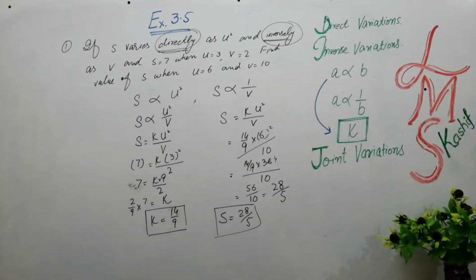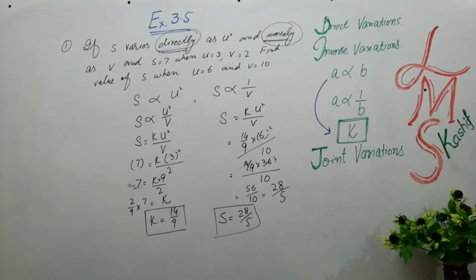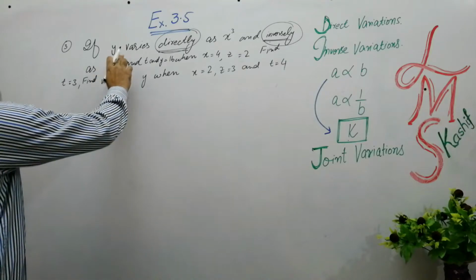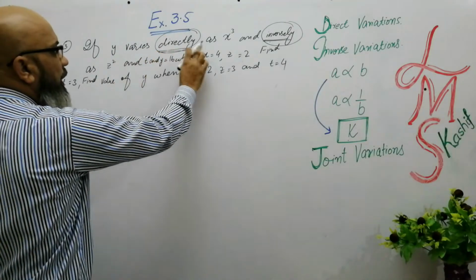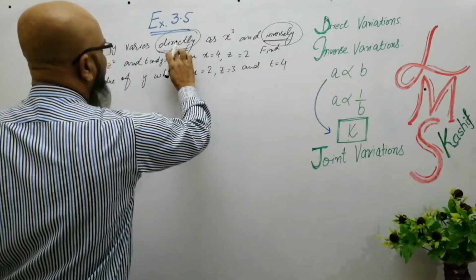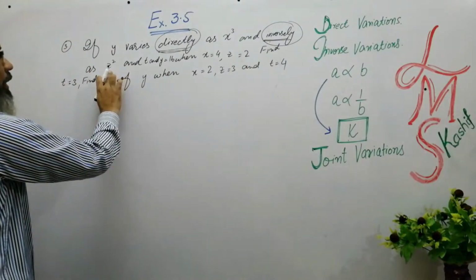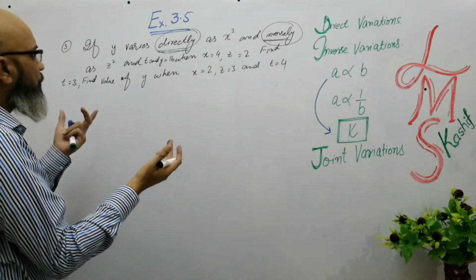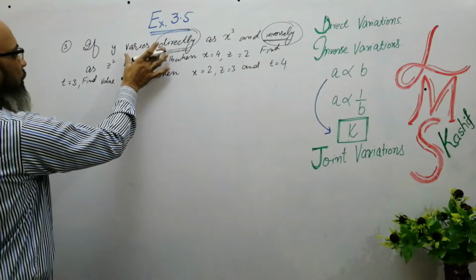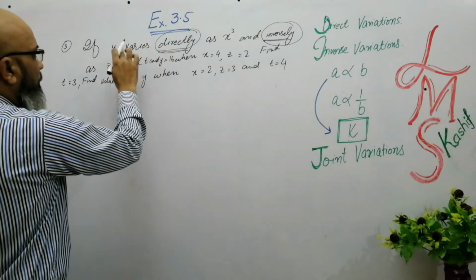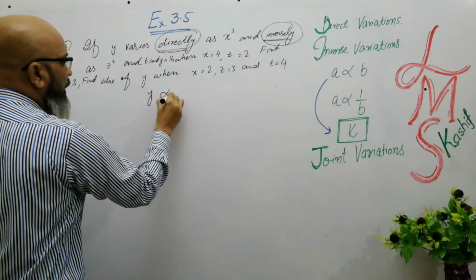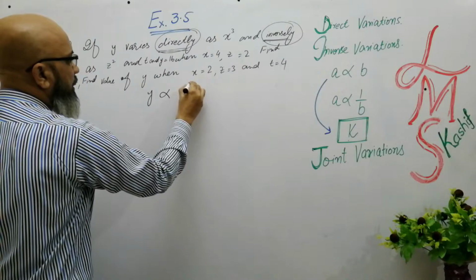So look at another question. In this question again the same thing: y varies directly as x cube and inversely as z square and t, which means both variations are used in this question. So first of all, make the equations. y varies directly as x cube, means y is proportional to x cube.